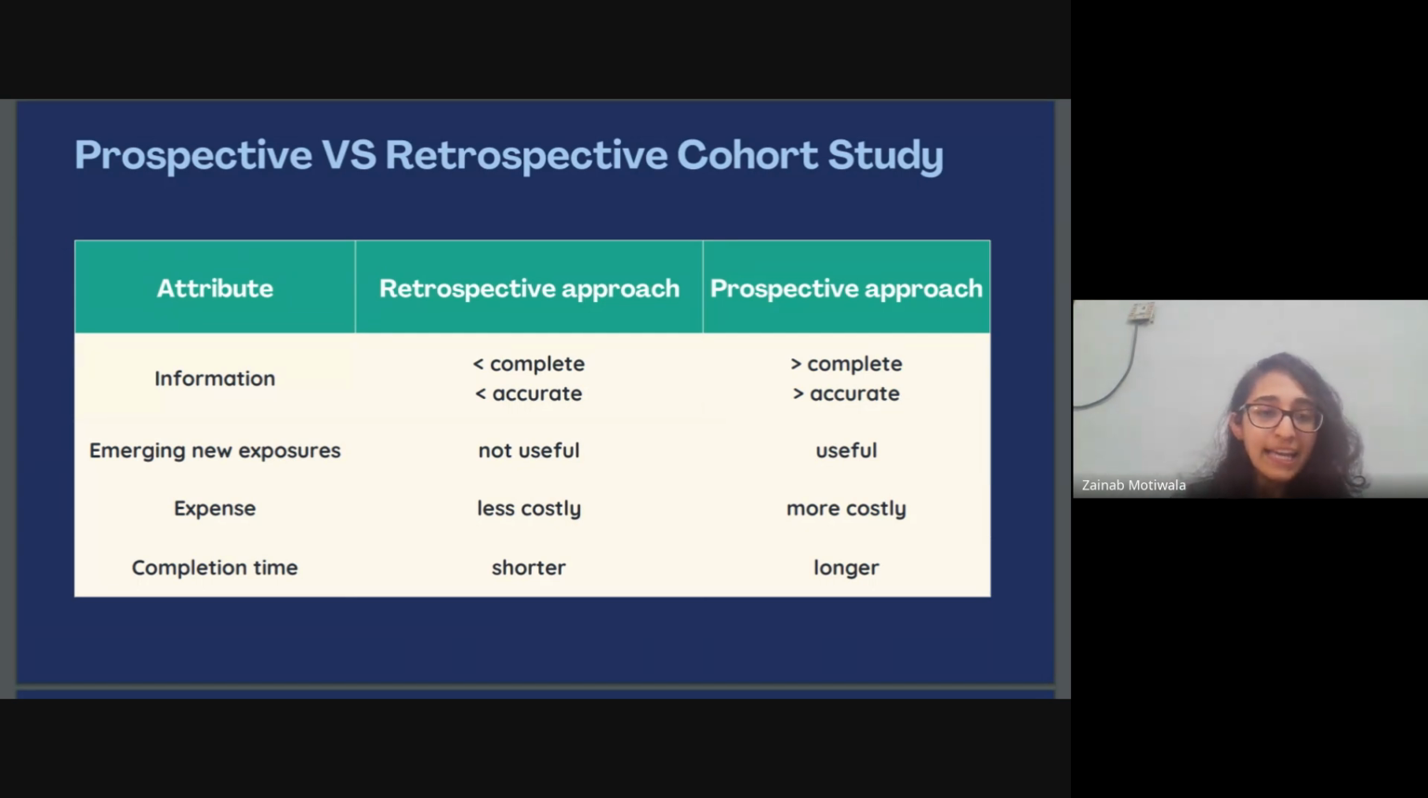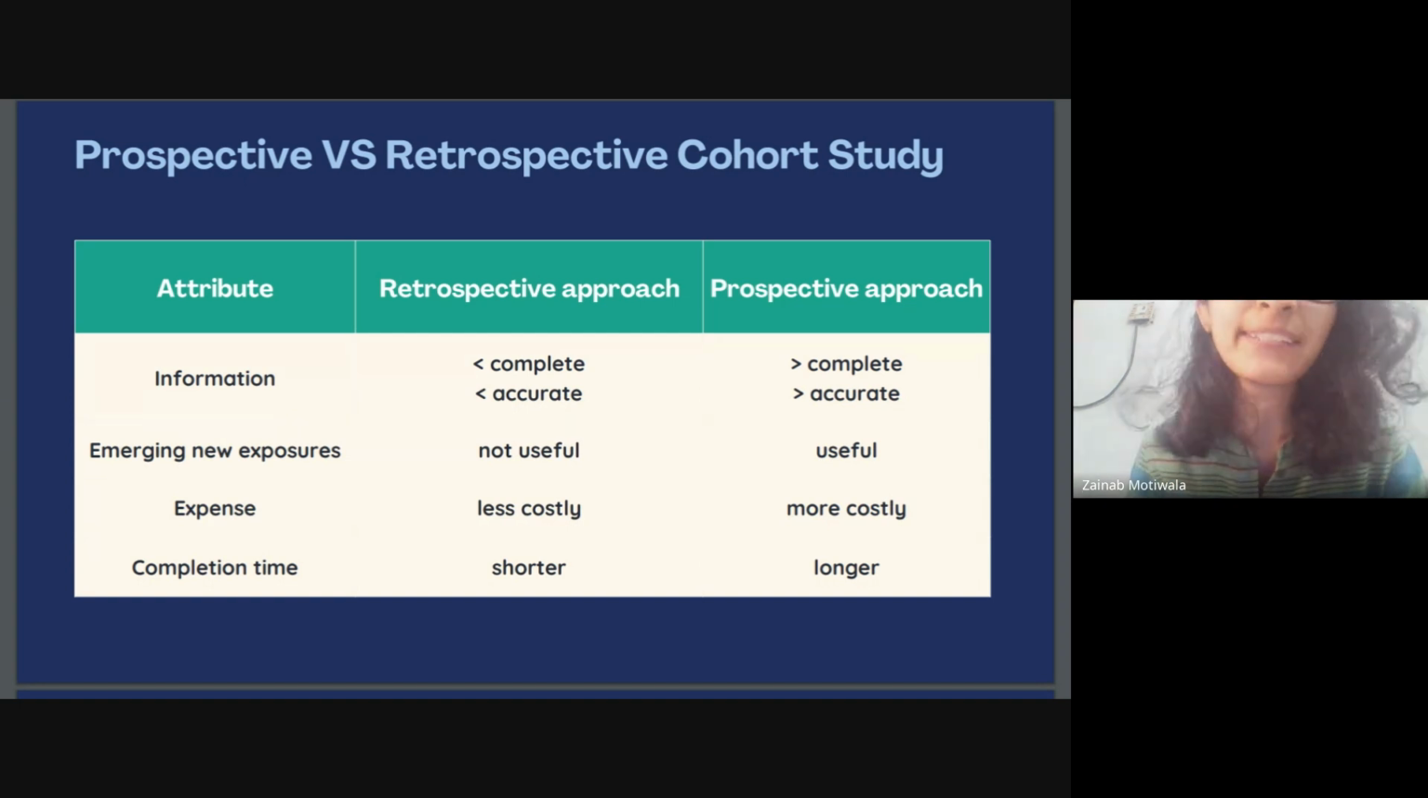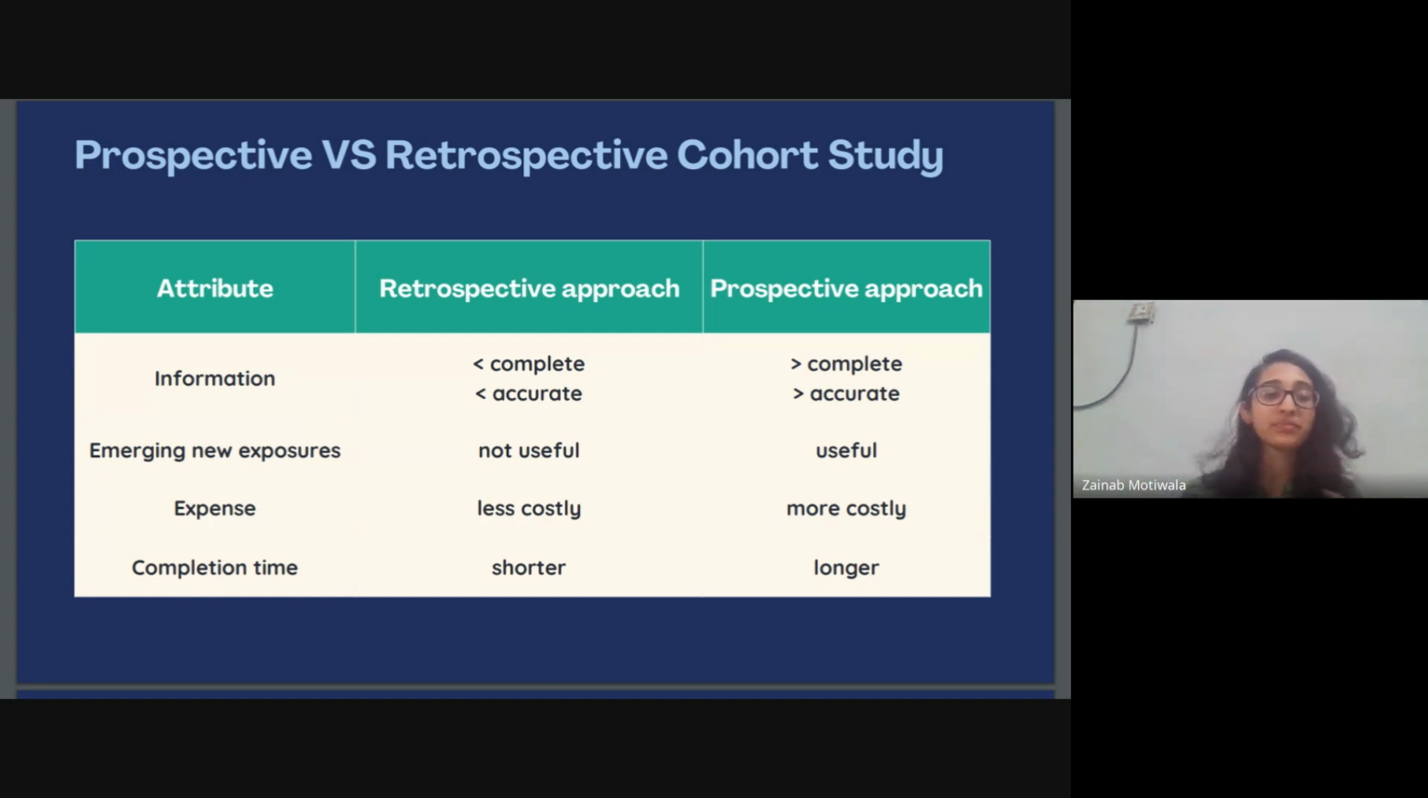And now a quick question. We know that both retrospective and prospective have their own pros and cons. What do you think is better, a prospective approach or a retrospective approach of a cohort study? You can put it in the chat box. You can unmute yourself and say that. What do you think? A prospective, okay. We have a lot of answers saying a prospective study. Okay.